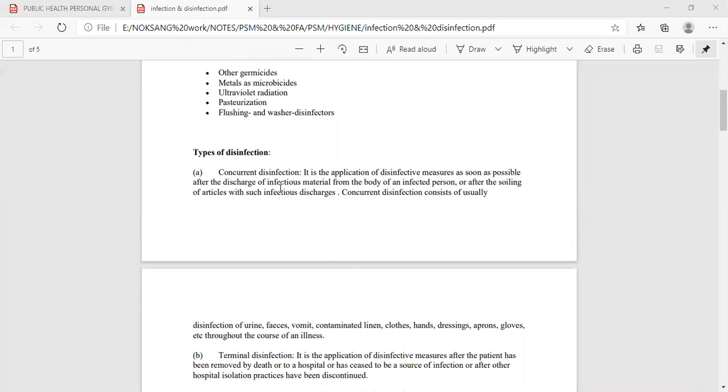So in concurrent disinfection, what happens? You will have to clean the discharge, any kind of discharge or infectious materials from the patient. Okay, especially in the hospital environment, there will be soiling of the patient, dirt. Then also there will be some kind of disinfection of urine, feces. Feces means stool, then vomiting, then the contaminated linen. Contaminated means linen that are contaminated with blood stains. So all this you have to disinfect through concurrent disinfection. All these are done in the hospital setting.